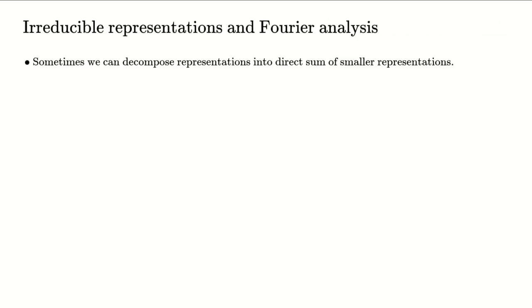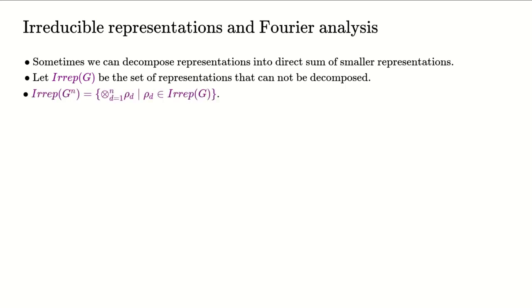Representations can sometimes be decomposed into direct sums of smaller representations. And representations that cannot be decomposed are grouped in a set of irreducible representations, which we denote with I rep of G. It will be useful for us to remark that irreducible representations on G to the power of n are actually tensor products of irreducible representations of G.